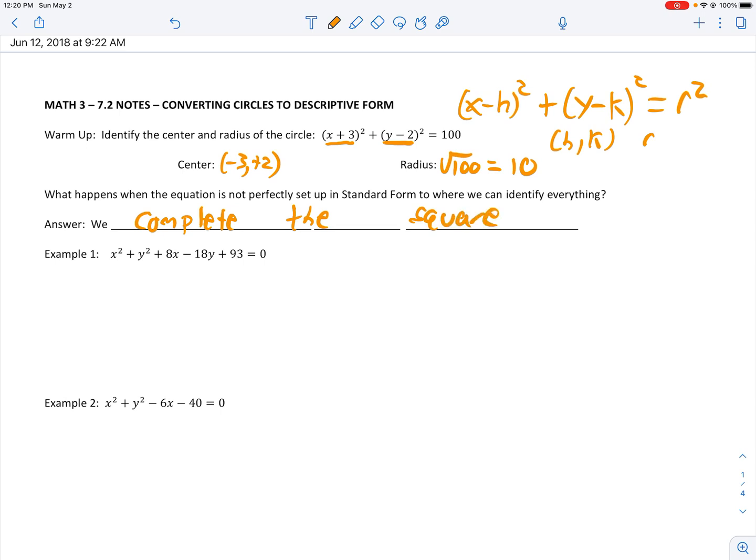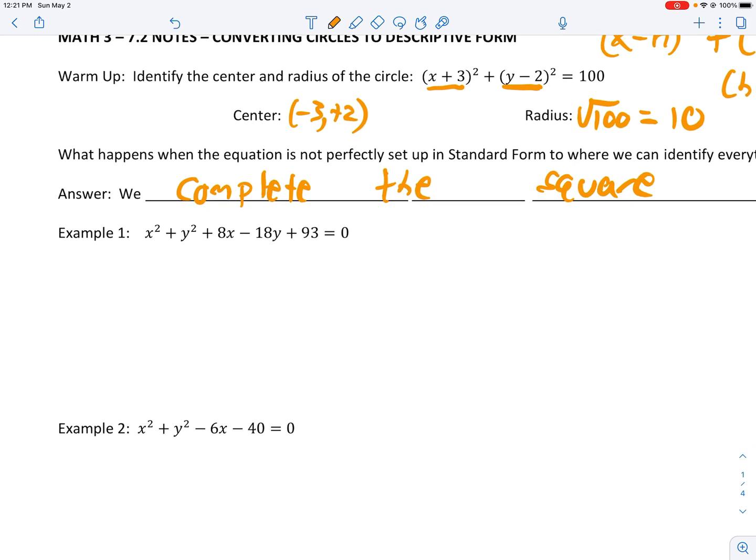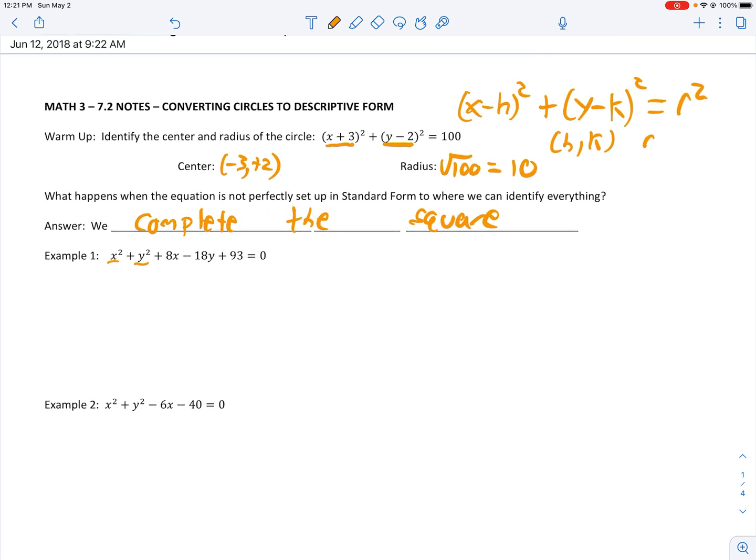So remember, we started working on this at the end of 7.1. As I look at example 1, I can tell it's a circle because it's x squared and y squared, and it's plus. So I know it's not a quadratic because x and y are both squared. We want example 1 to look like the descriptive form up here in orange.